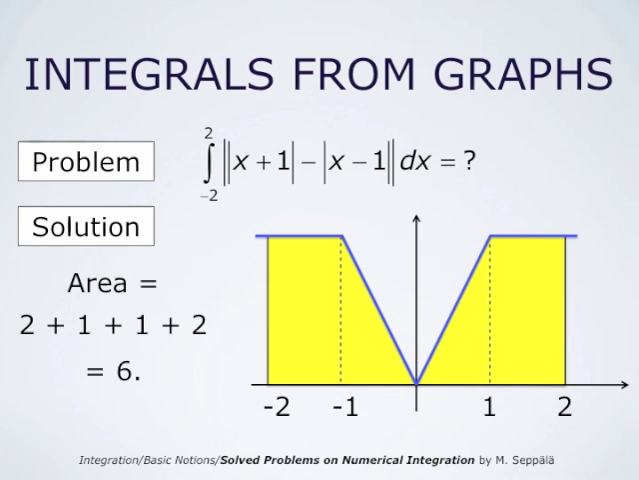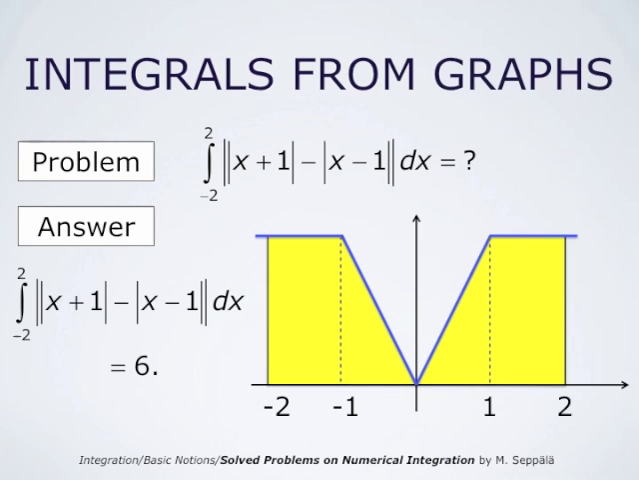So we conclude that the value of this integral from -2 to 2 of the absolute value of x plus 1 minus the absolute value of x minus 1 dx is 6. That is the area of the yellow domain.